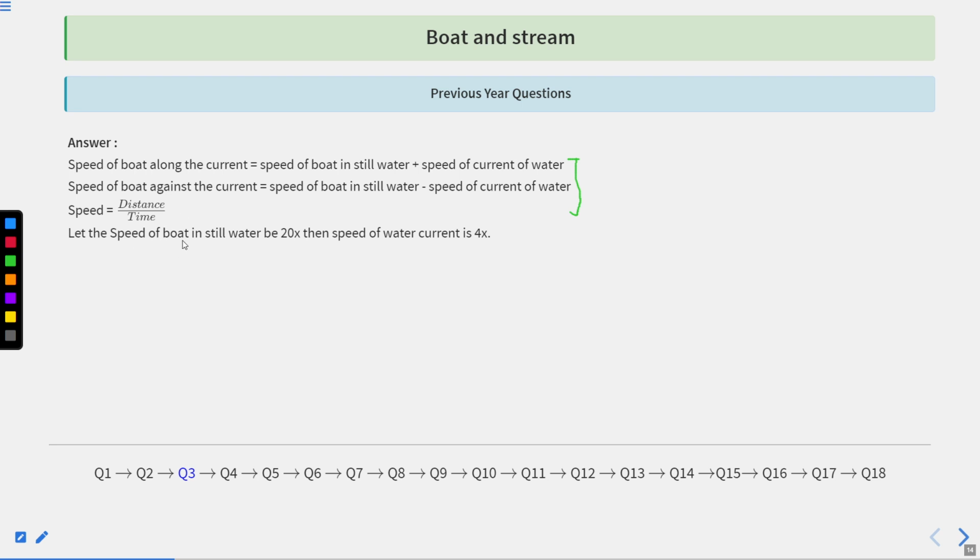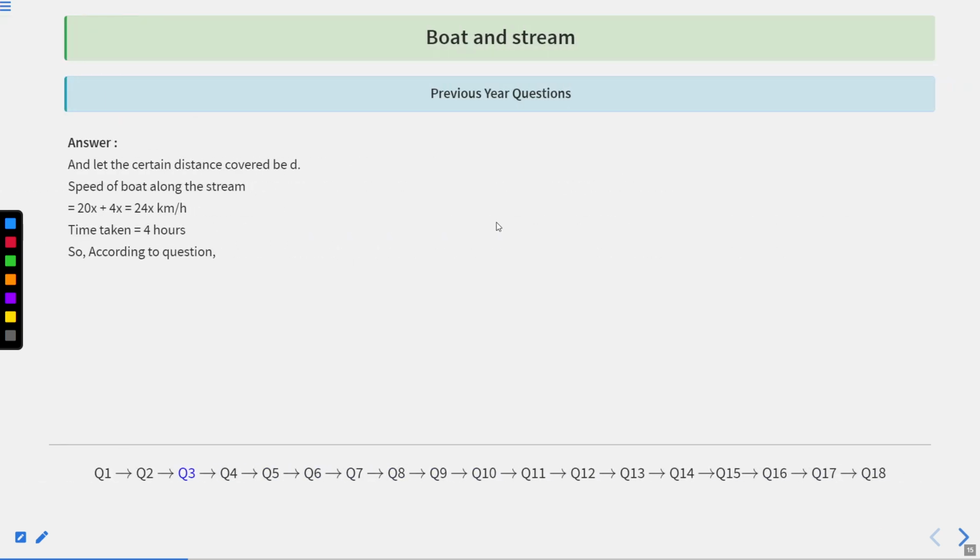So let the speed of boat in still water be 20x. Then the speed of water current is 4x. And let the certain distance covered be d. So the speed of boat along stream is 20x plus 4x equal to 24x kilometer per hour. And the time taken is 4 hours.